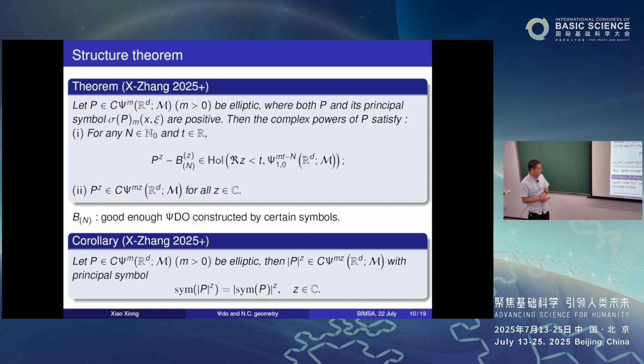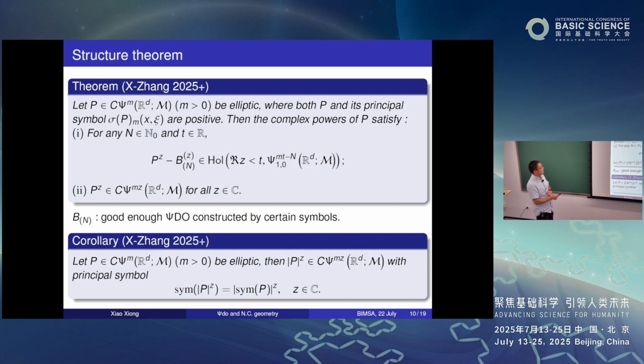With this structure theorem, we can show that the complex power of our pseudo differential operator P is also good enough, where the order is m times z.